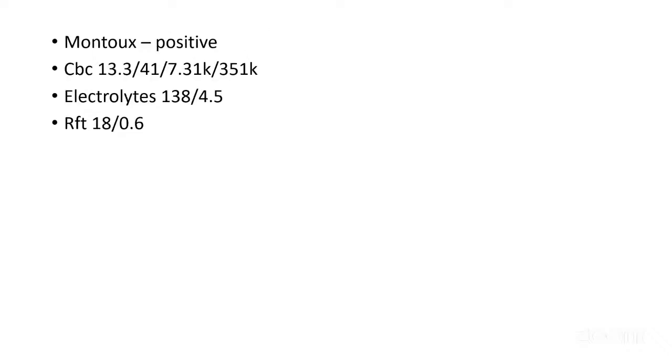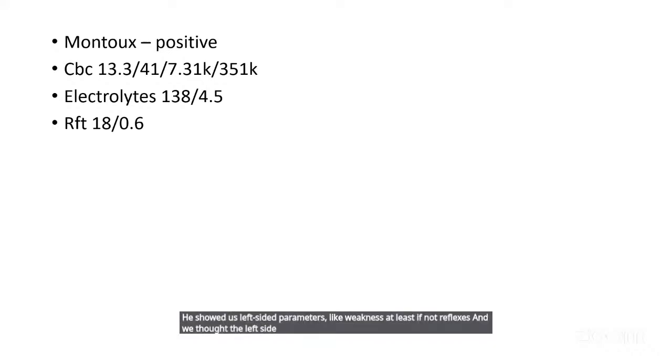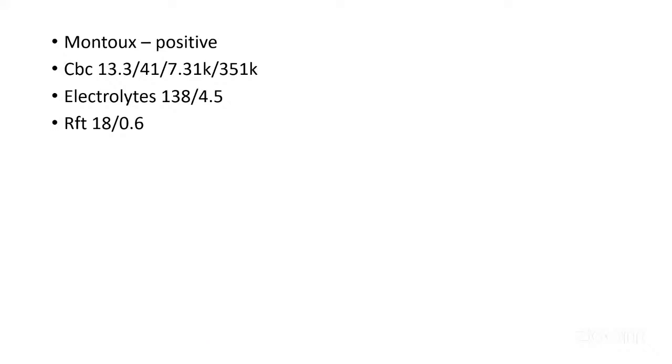So how do we explain right-sided cranial nerve involvement with left-sided pyramidal tract signs? You showed us left-sided pyramidal signs, right? Weakness at least, if not reflexes. And we thought the left side tone was slightly increased. So right-sided cranial nerve, left-sided pyramidal tract. Because pyramidal tracts cross. Very good. So what is it called? Crossed hemiplegia. Very good.